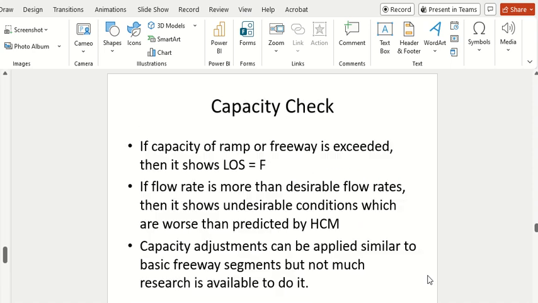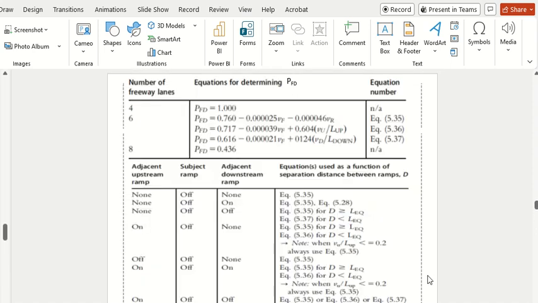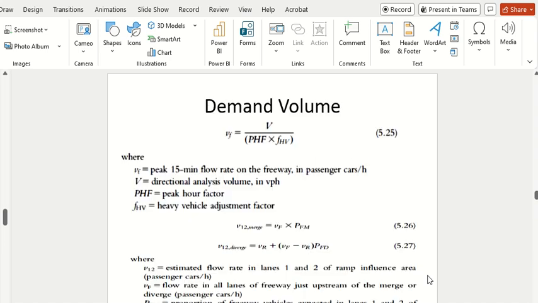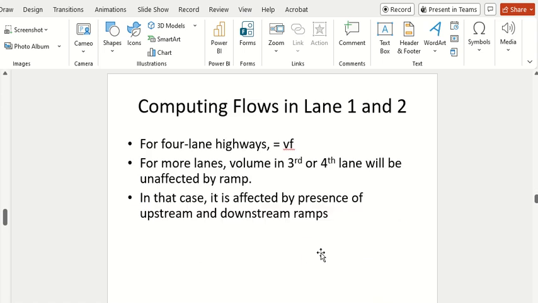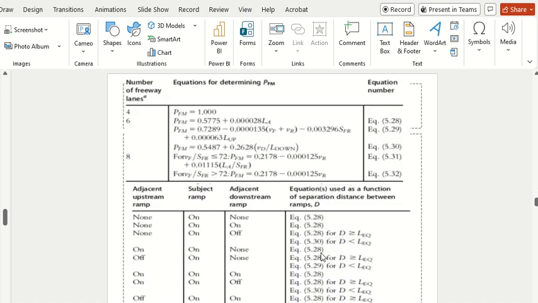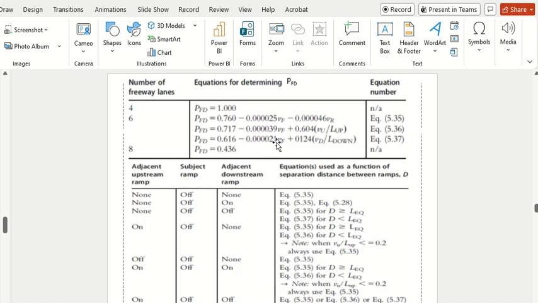So the next thing we will do is find out the flow rate in the first 2 lanes. So I have a diverge section of ramp, so I'll be doing this. I need PFD factor. Okay, so I'll be using these tables. I have a 6-lane freeway, so one of these equations. Which one will come from this table?